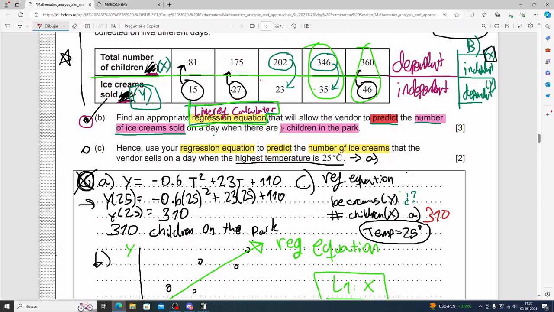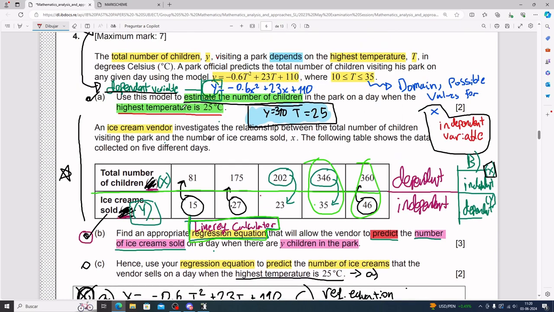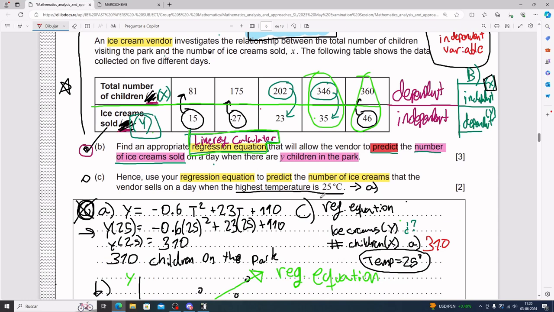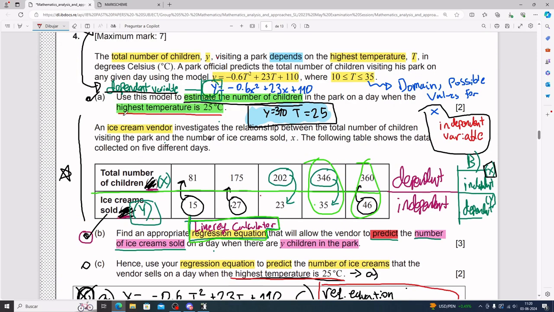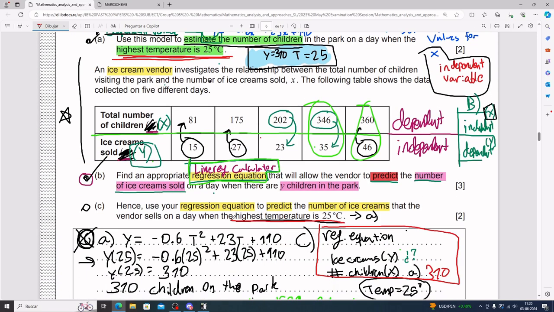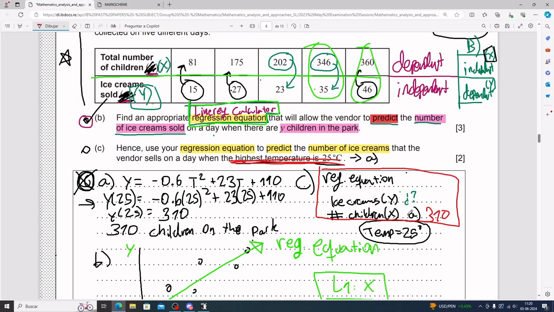If the temperature was 30, you would just have to plug into the equation of part A a temperature of 30, find the number of children, and that number of children is what you plug into your regression equation. Now in this case, as I said, it's just your answer from part A, because part A is asking for a temperature of 25 as well as here, right? So you just plug in an x of 310.